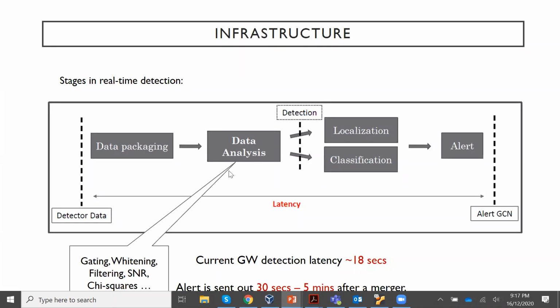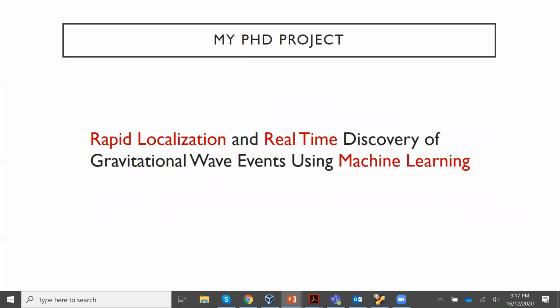Now, this brings me to my PhD project, which is rapid localization and real-time discovery of gravitational wave events using machine learning. You might have noticed that since the beginning of my talk, I have been stressing on the time, on fast localization, fast detection. And also, my PhD project is focused on rapid localization of events using machine learning. Now, you might wonder, why do we at all care about the speed so much?